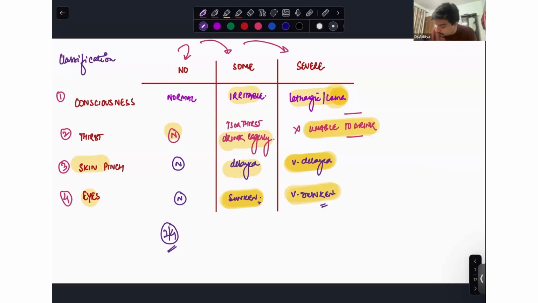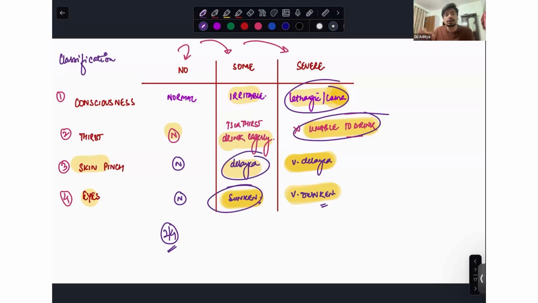Let's say the child is lethargic or unable to drink, skin pinch is delayed, eyes are sunken. Two out of the four of severe are met, so you'll say the child is suffering from severe dehydration. So any two out of the four, you'll classify the child into that particular category.